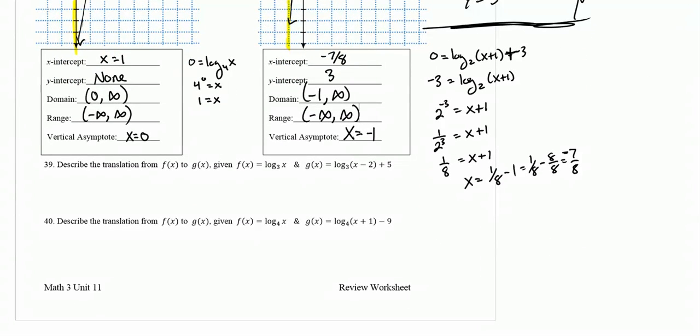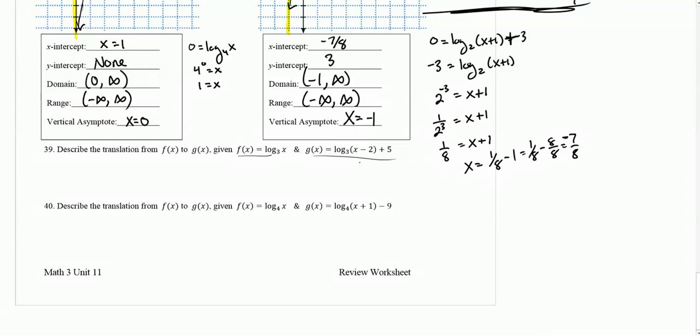39, we're describing the translation from f to g. F is the basic log function, base 3. G, we have some translations, so we're going to the right 2, we're going up 5. So translate right 2 and up 5 units.